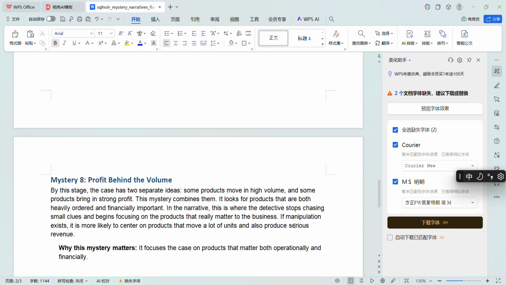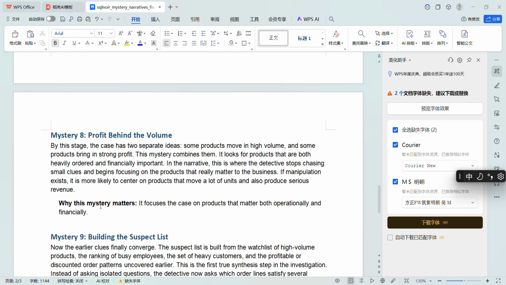If manipulation exists, it is more likely to center on products that move a lot of units and also produce serious revenue. Why this mastery matters: it focuses the case on products that matter both operationally and financially.